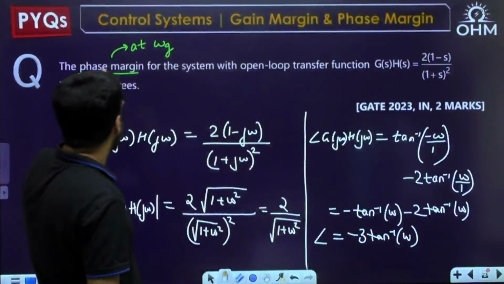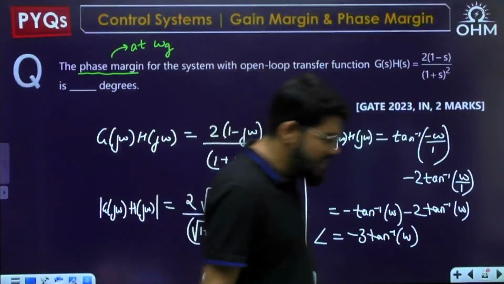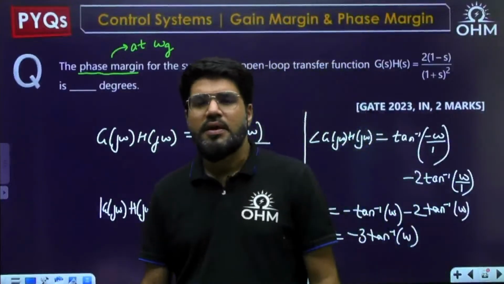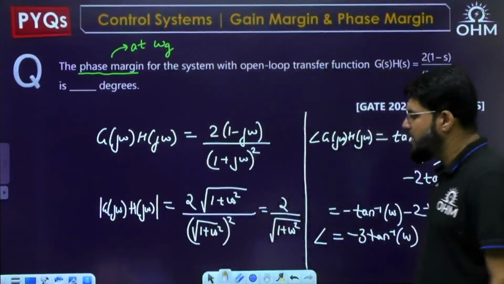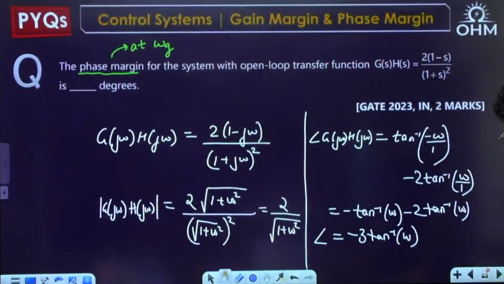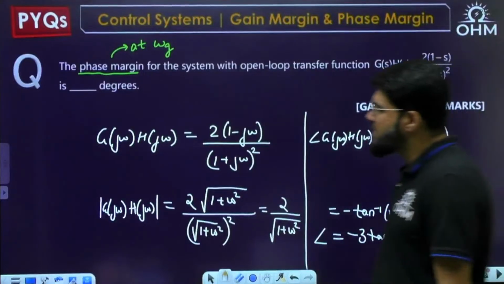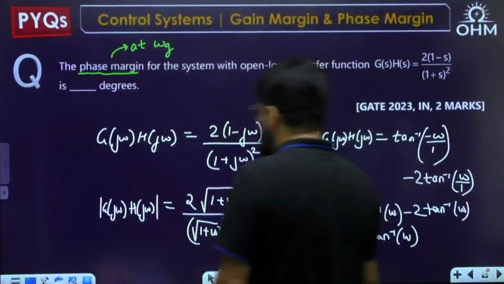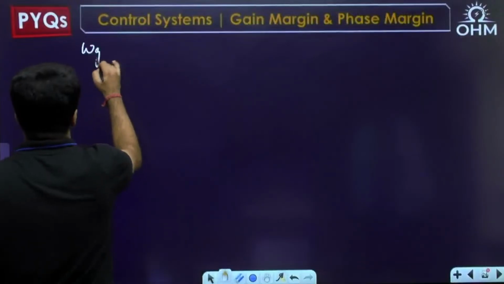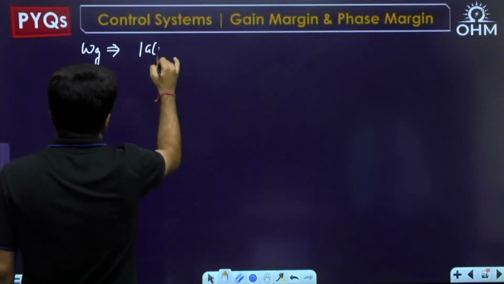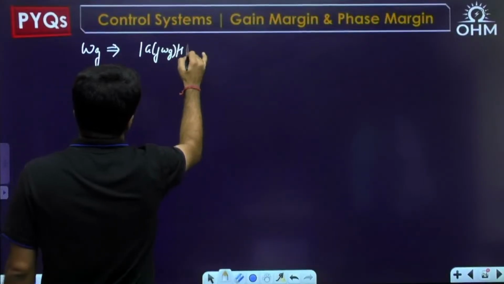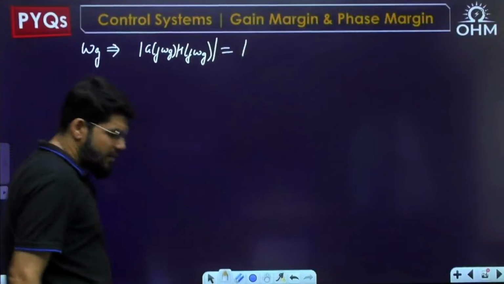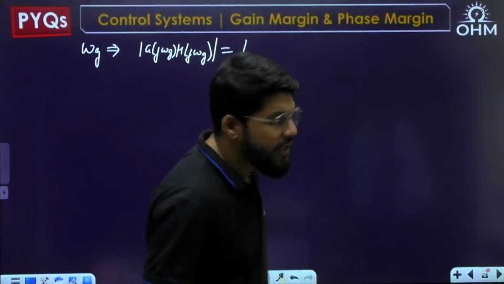Now the question is asking phase margin, and where is the phase margin calculated? The phase margin is calculated at omega g. So let's first come to omega g. What happens at omega g? At omega g, by definition, mod G(j omega)H(j omega) is equal to 1. The magnitude is 1, the Nyquist plot crossing the unit circle.